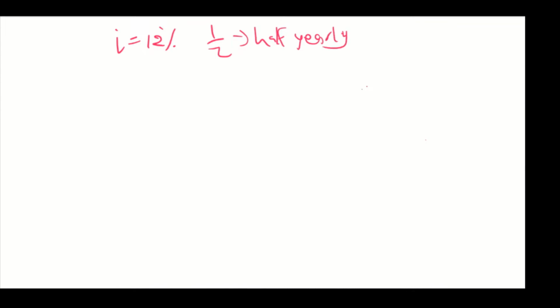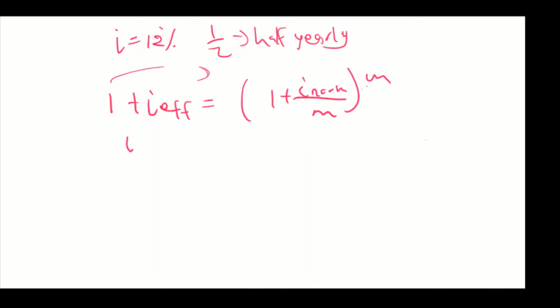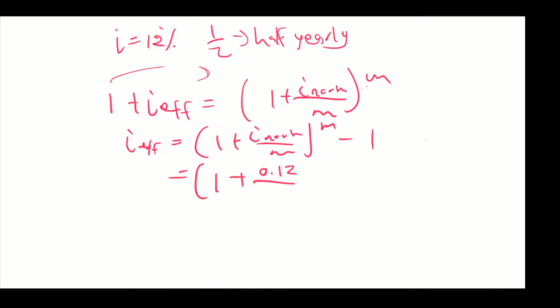So we are asked to find the effective interest rate. So it's going to be 1 plus i effective equals 1 plus i nominal over m, to the power m. So we're going to transpose the 1 to the other side. We have i effective equals 1 plus i nominal over m to the power m, minus 1. So we substitute. So it's 1 plus the 12%, which is 0.12, divided by our half yearly, which is 2, to the power 2, minus 1.